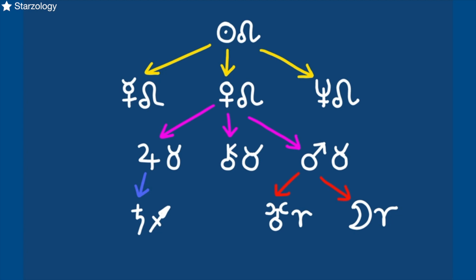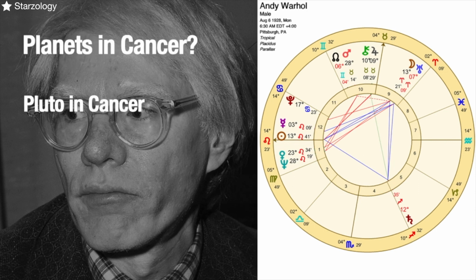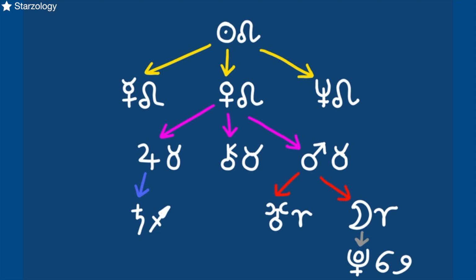And we still haven't finished. So our next question is, are there any planets in Capricorn or Aquarius? No. Are there any planets in Cancer? Yes. Pluto is in Cancer. So we put that below the Moon. The Moon rules Cancer, and that is his dispositor tree. Sounds simple, doesn't it? And I've just put the arrows in colour so you can see clearly what we're doing there. So that's what you do if you have a planet in rulership.